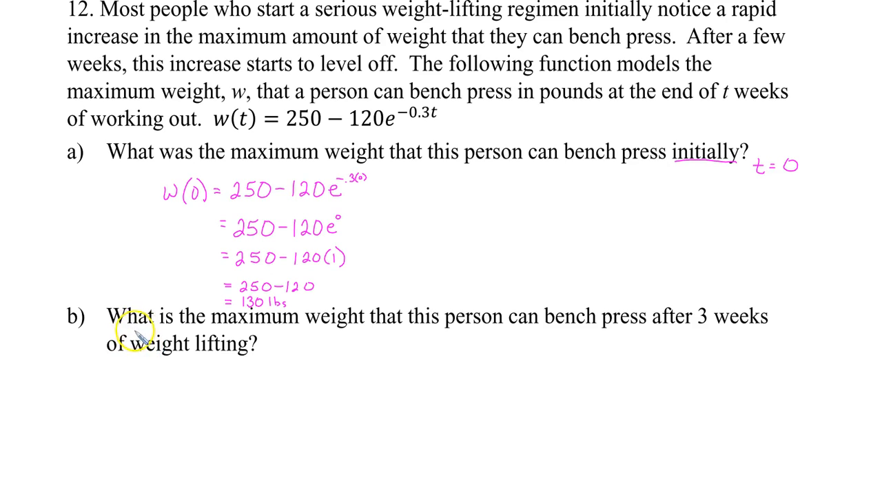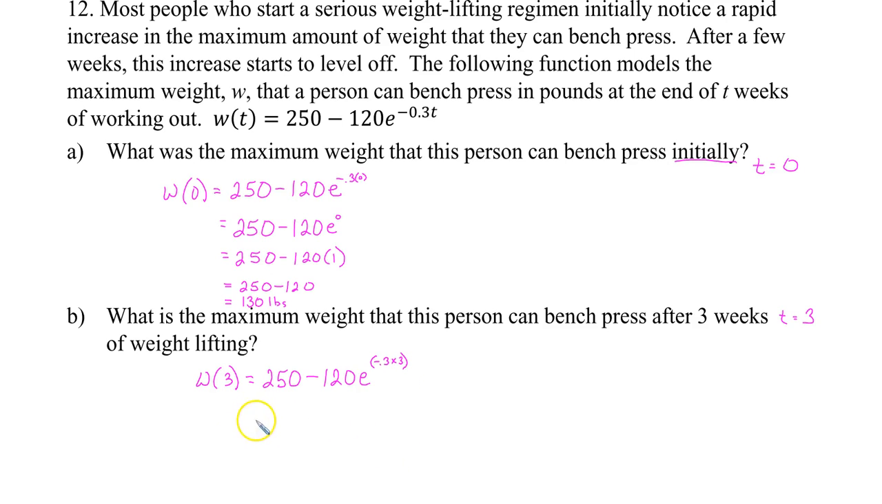Okay, so the next part is, what is the maximum weight that this person can bench press after 3 weeks of lifting weights? So it should be more, right? They've learned to do this. So this is where t is going to be equal to 3. So for this problem, I need to evaluate W of 3. Now I am going to use my calculator for this. I'm certainly not going to try to do this without the calculator. So 250 minus 120 times e to the negative 0.3. I'm going to put this in parentheses to make it a little bit easier to make sure we get everything in. Negative 0.3 times 3.